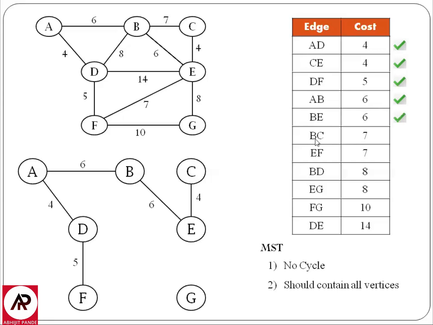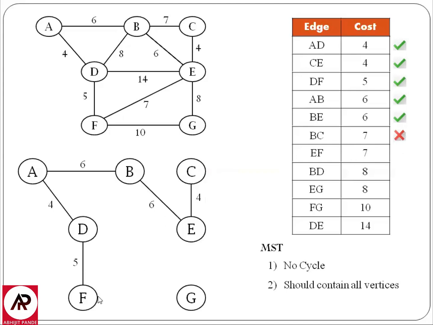Consider the next edge BC. Now, if we join BC, then it will form a cycle. Here B to C, C to E, and E to B. It forms a cycle. That's why we cannot draw this edge BC, because according to the property of our minimum spanning tree, there should not be any cycle in the graph. If we draw edge BC, it will create a cycle. So we have to simply discard the edge. So I am not going to consider BC in my minimum spanning tree.